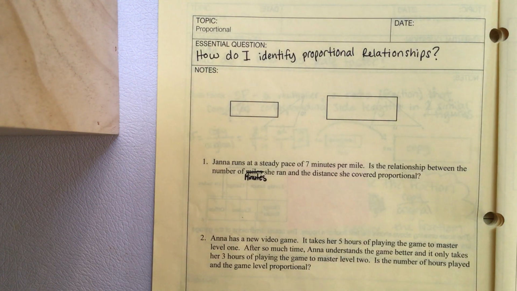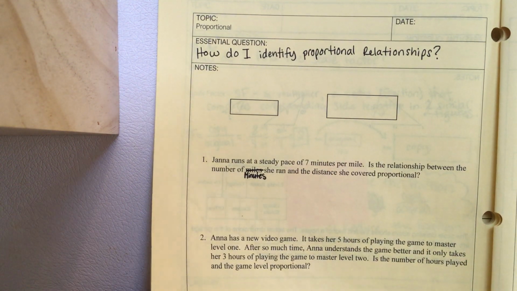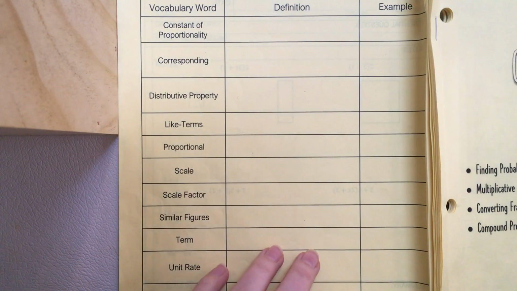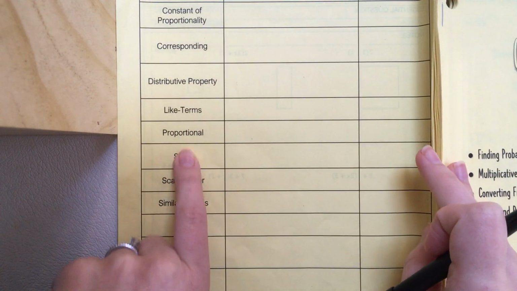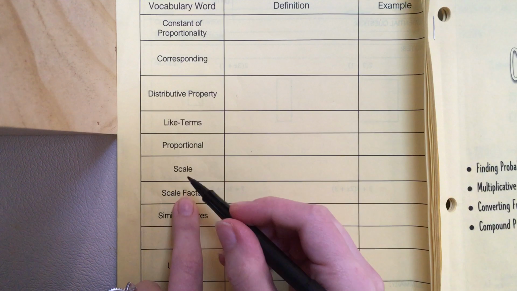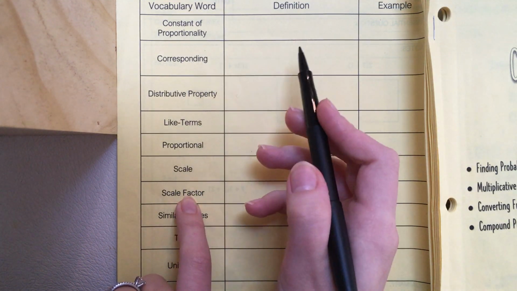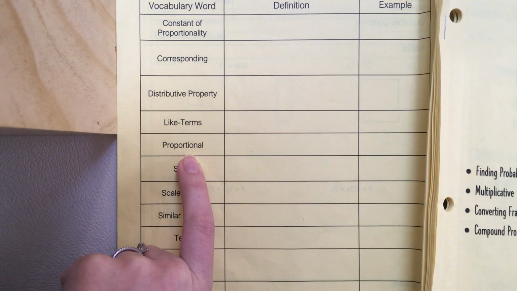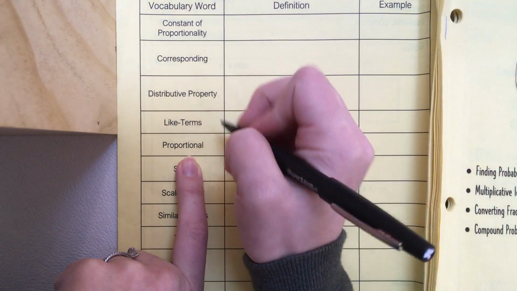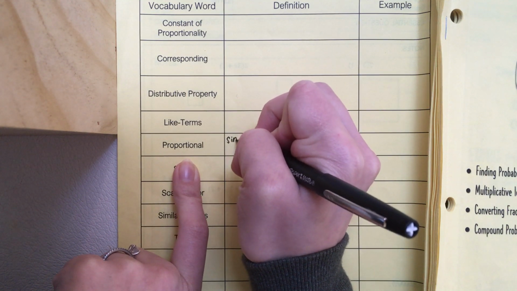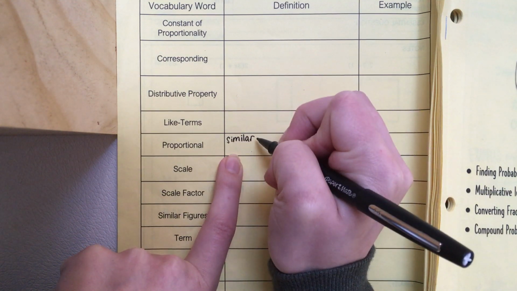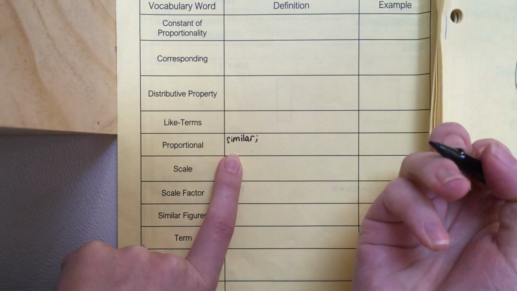The first thing we're going to do is define what does proportional mean? So for vocab, we are moving back to the back page of our notebook. And you have some of these filled out, but we're going to fill out proportional. So for example, you should have scale and scale factor, corresponding. We're going to fill out proportional today. Something that is proportional is similar. So sometimes you will hear shapes that are similar. If they are similar, they are proportional.